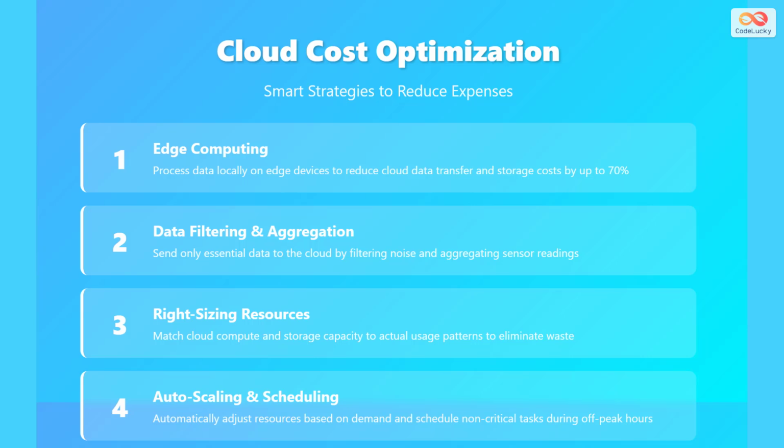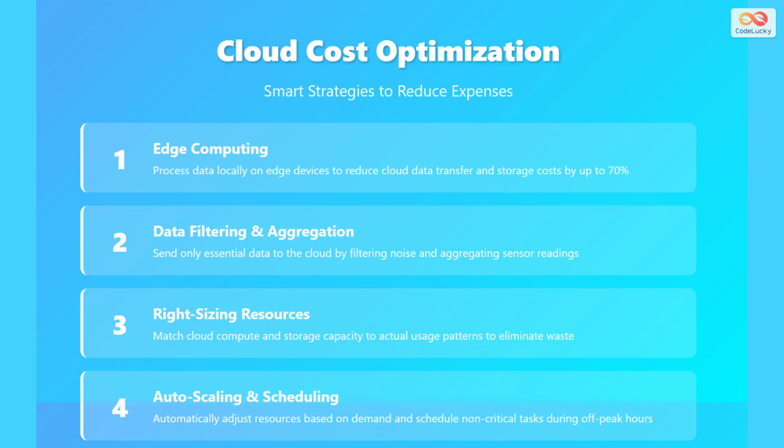Cloud costs are often the largest ongoing expense in IoT deployments. The first strategy is edge computing, where you process data locally on edge devices rather than sending everything to the cloud. This can reduce cloud data transfer and storage costs by up to 70%. Data filtering and aggregation is the second approach, sending only essential data to the cloud by filtering out noise and aggregating sensor readings before transmission.